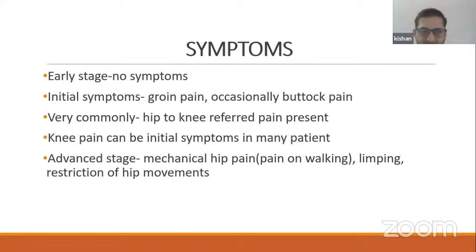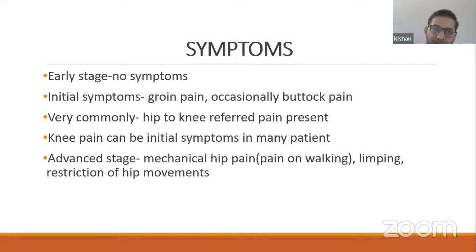So what are the symptoms? Basically, in the early stage of avascular necrosis of the femoral head, there are no symptoms. In the early stage, the patient may have occasional pain in the hip joint, or mostly the patient does not have difficulty in routine activities. So the patient will do all his routine activity. He or she can have a mild pain in regular activity and difficulty in cross-leg sitting. As avascular necrosis progresses, the patient can present with groin region pain, occasionally buttock pain.